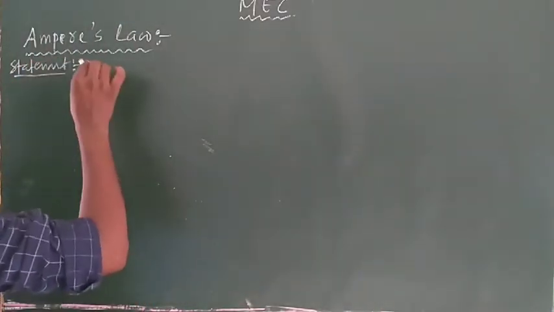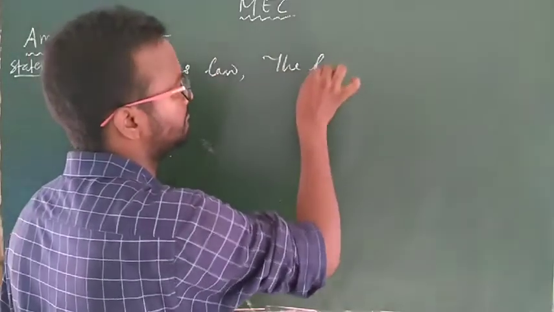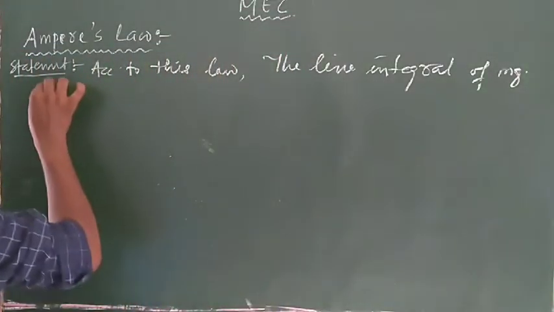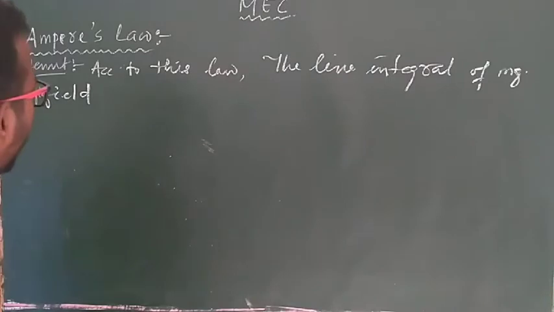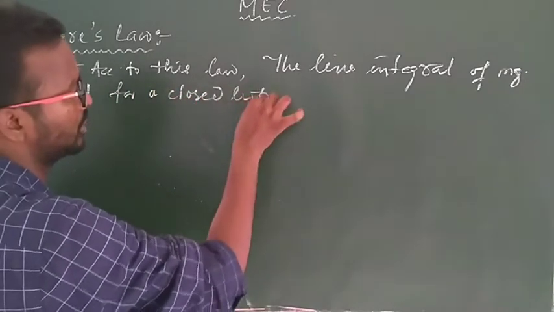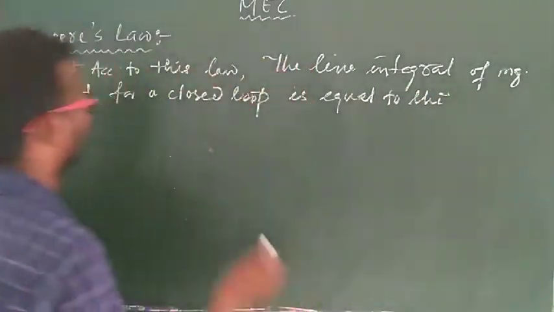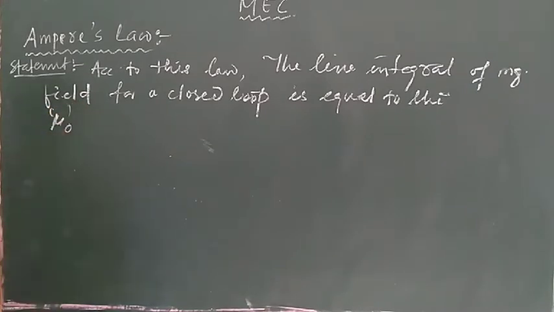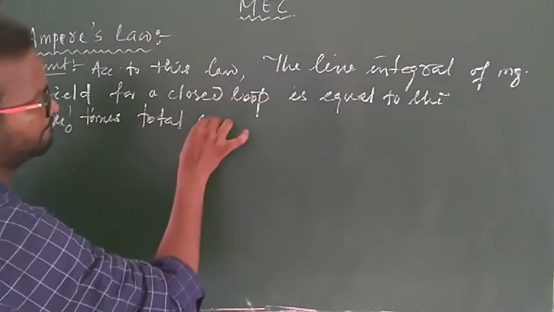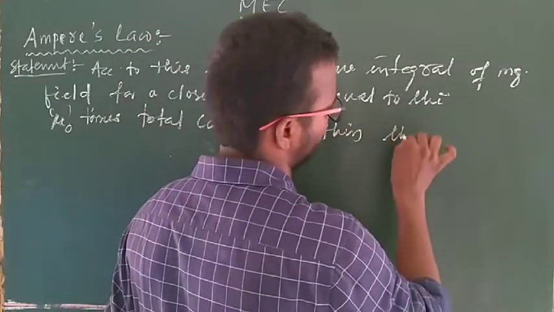According to this law, you can write this first statement. According to this law, the line integral of magnetic field for a closed loop is equal to mu naught times total current within the loop.